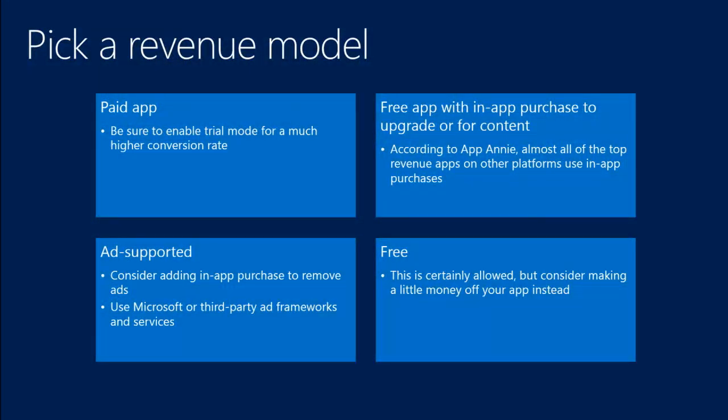Pick a revenue model. This is something you do during the submission process. Of course, you've been thinking about this through development, especially if you need to enable different functionality based on different levels of purchases. Paid app, free app with in-app purchases for stuff. And those in-app purchases could be in-app purchase to remove ads, in-app purchases to provide additional functionality, in-app purchase to upgrade from free to like a complete version. We have lots of options there that you can choose.